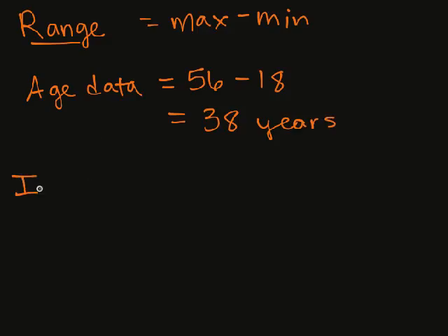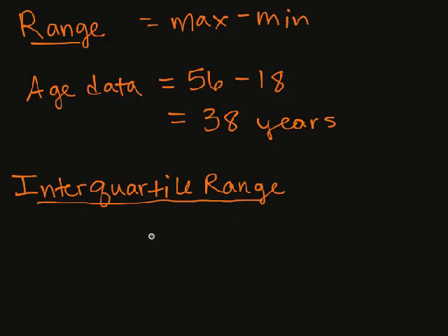The second one that we can look at is called interquartile range, and we mentioned this with regard to outliers in the last section. So we call this IQR, and this is quartile 3 minus quartile 1.